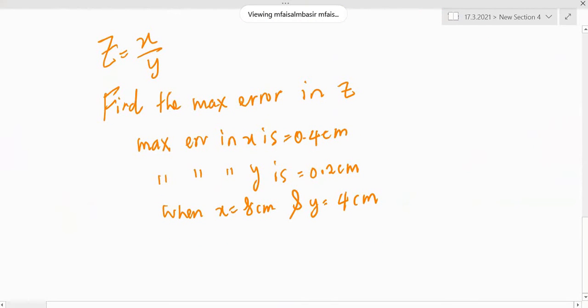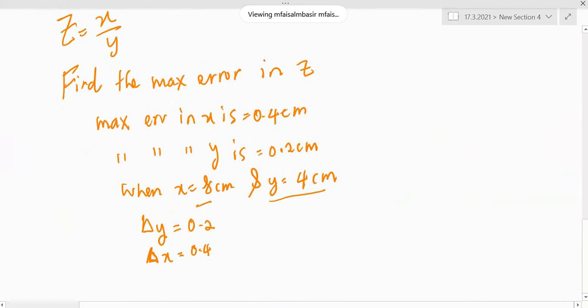This is the question. So solution, so we have X equals to 8, we have Y equals to 4, we have delta Y 0.2 and delta X is 0.4. Okay, these are given. So this is translate to delta X and this will be delta Y.